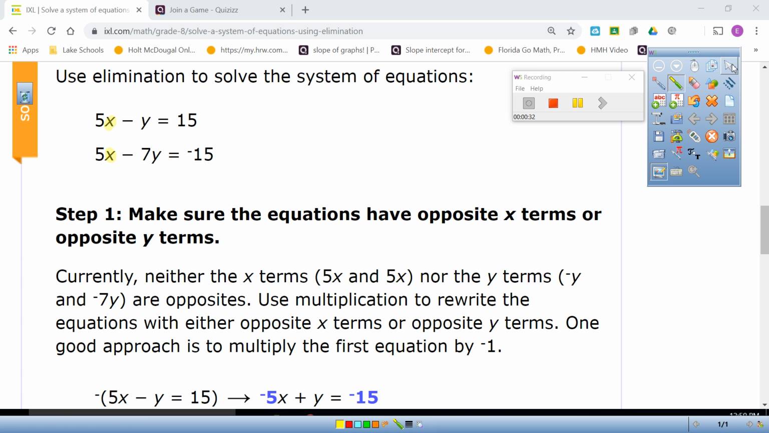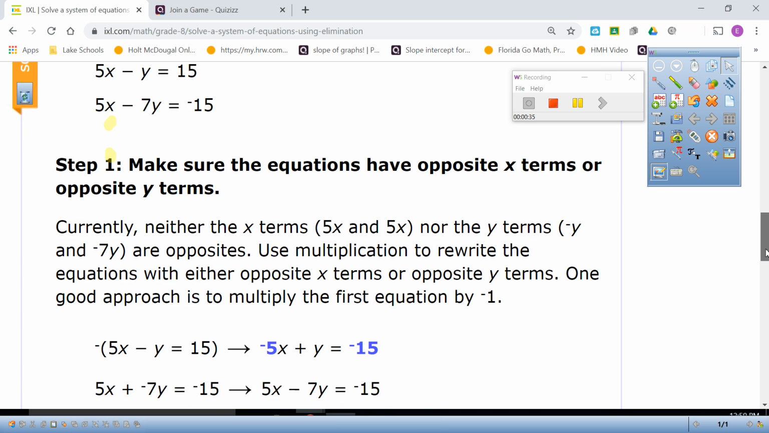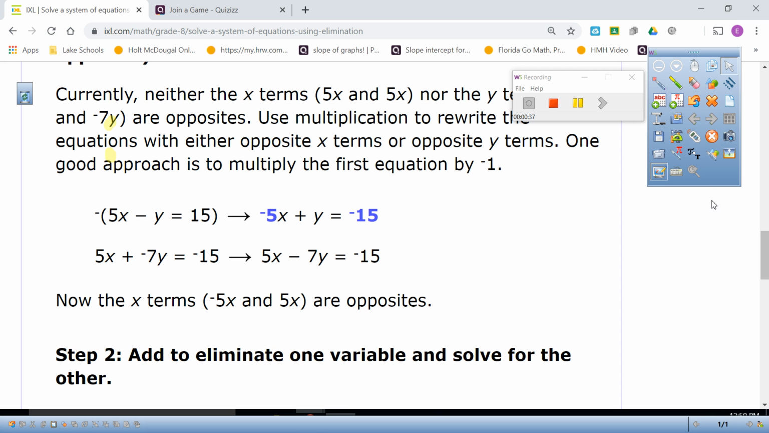So what we're going to do is take the entire equation, okay, and multiply the entire equation by negative 1. Okay, multiply the first equation by a negative 1. So when you multiply a negative times a positive, that becomes a negative, that becomes a positive, and that becomes a negative. So what happens is a negative times the entire equation actually just changes all the signs.